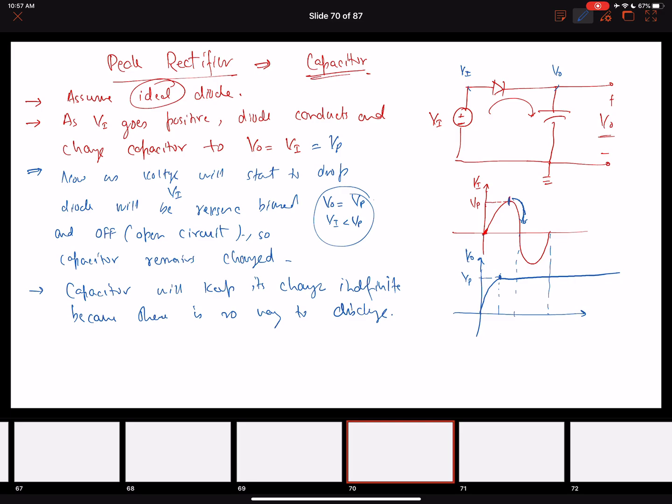So we're going to get a constant voltage across the capacitor. So our output voltage over here is kind of a constant. So this circuit provides a DC voltage output equal to the peak input voltage.